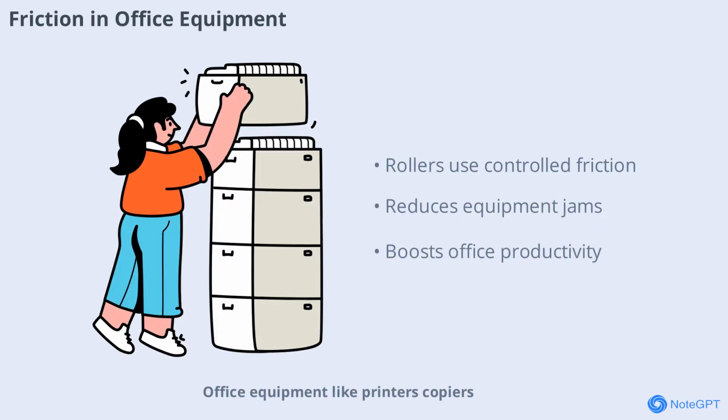Office equipment like printers, copiers, and shredders all rely on sliding friction. Paper feeds through rollers, and moving parts must be carefully designed to avoid jams. Engineers use special materials and lubricants to keep equipment running smoothly. Proper friction management reduces maintenance and improves productivity in the workplace.